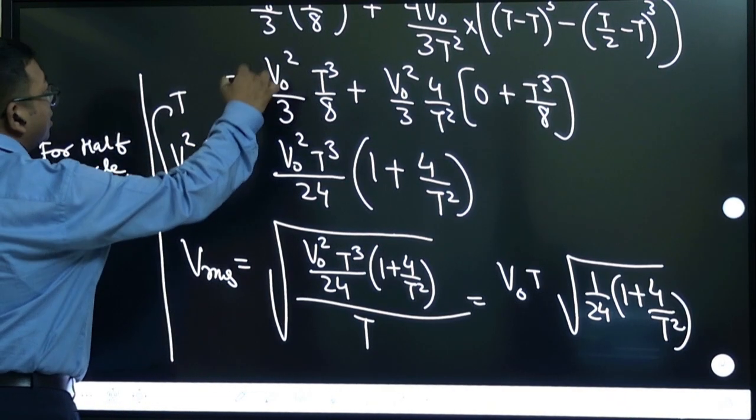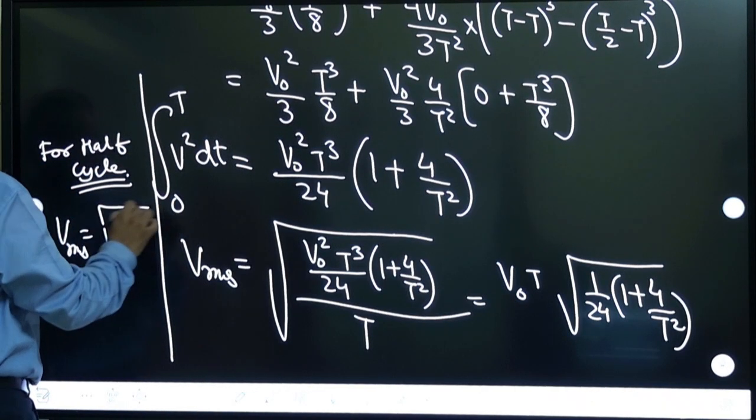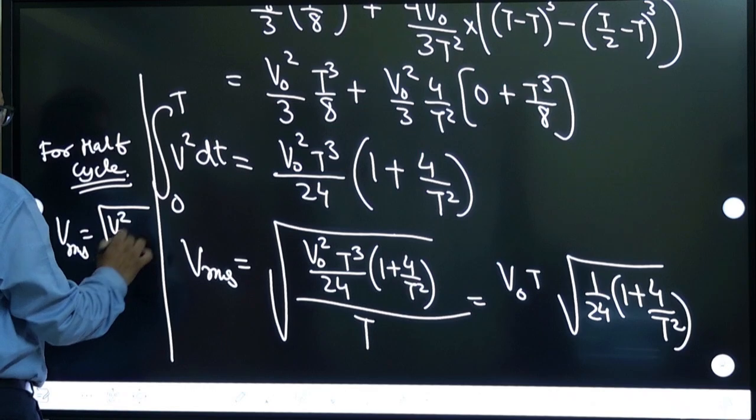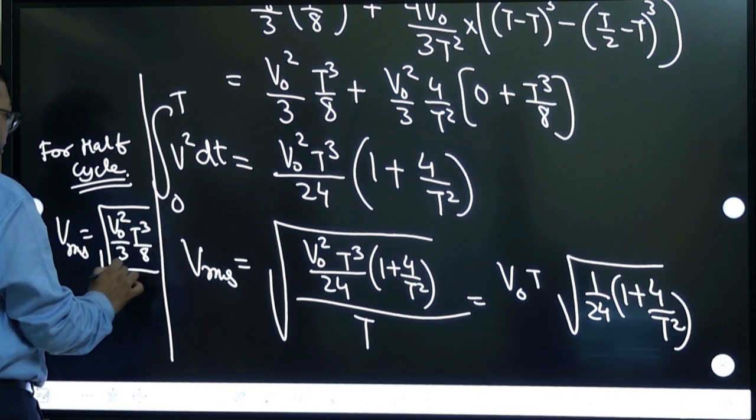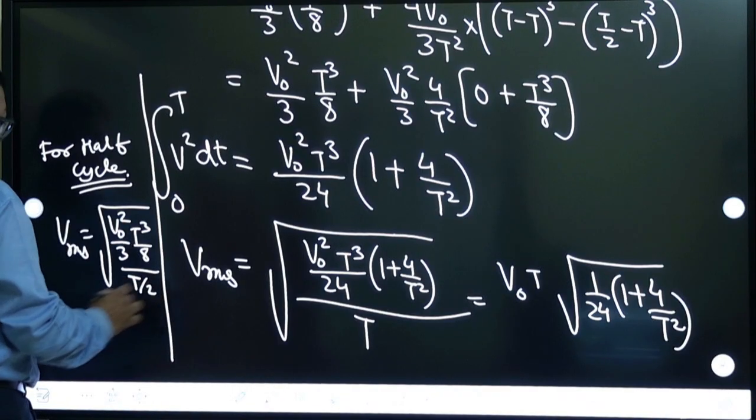This factor only will come over half cycle, right? So root under V naught square by 3 T cube by 8, divided by half cycle time, which is T by 2. Now you tell me.